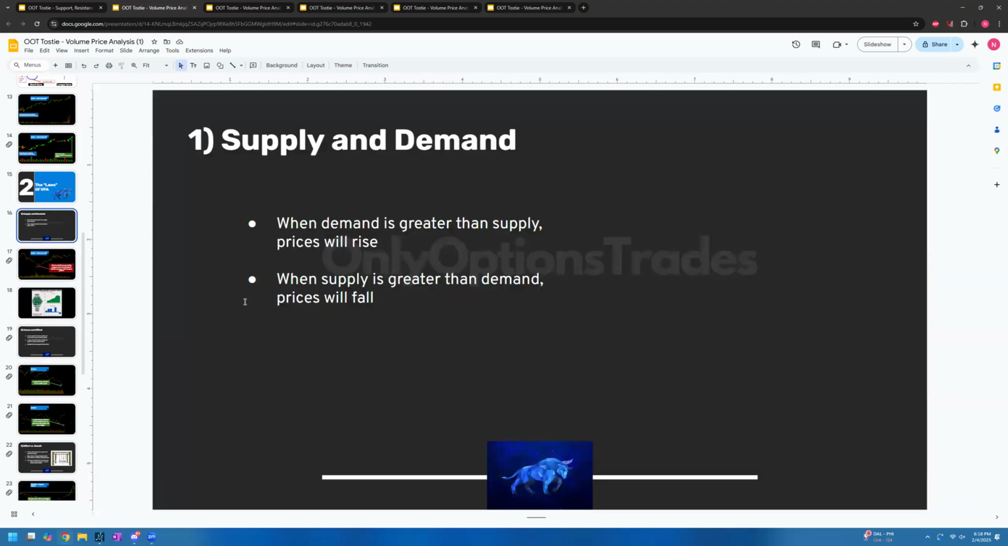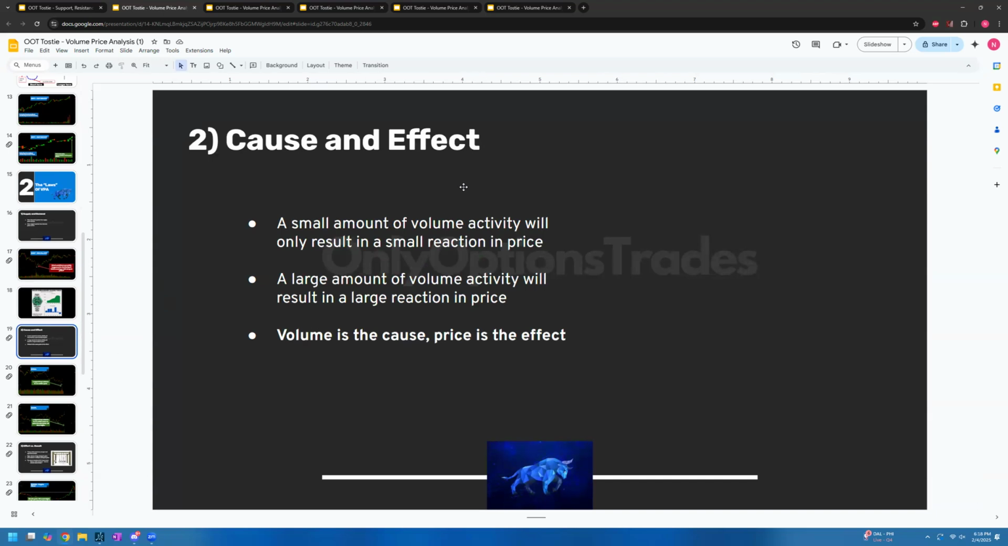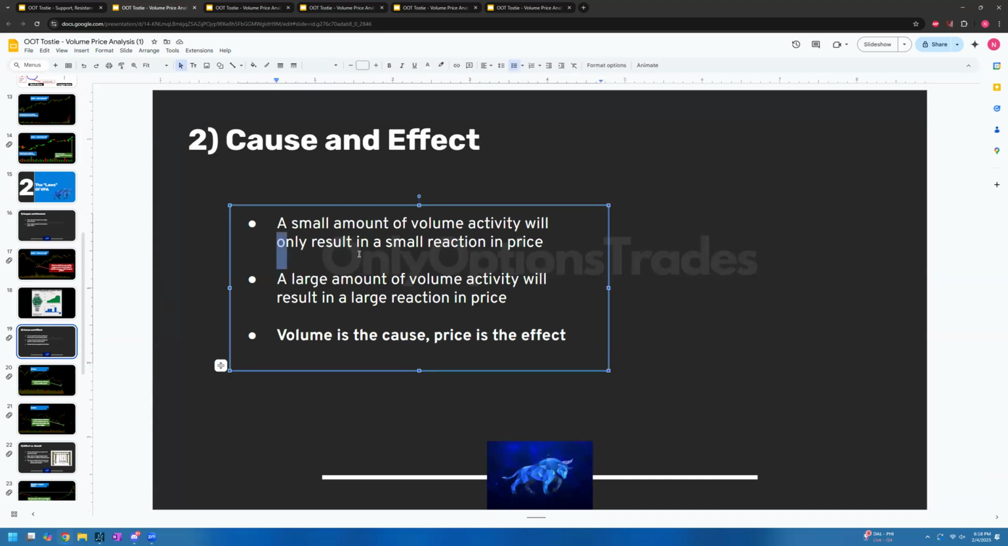That's the law of supply and demand. Very simple. It's a concept that we see all throughout our world, and it absolutely is still present in volume price analysis. The next one is cause and effect, and this is a bit more of an interesting one.